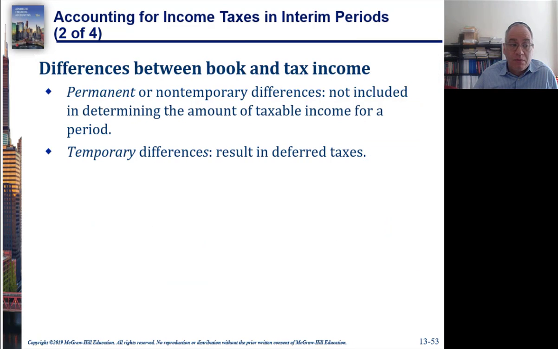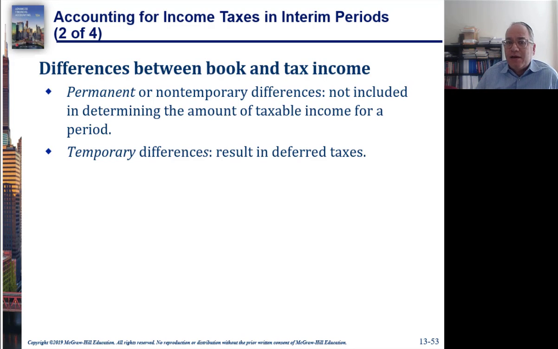And what makes this even more interesting is how you're going to handle deferred taxes. What makes this complicated is deferred taxes.